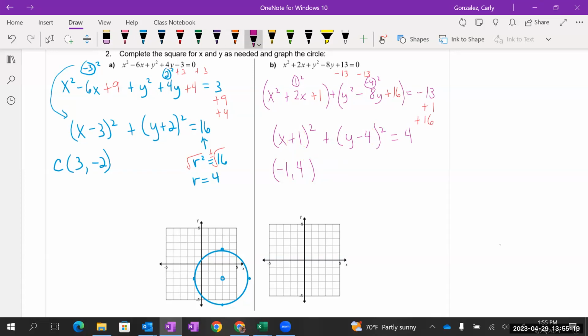Next, the radius. Well, we know that the 4 is the r squared. So now we can, again, take the square root of both sides, but it will be a positive. The square root of 4 is 2. So my center is over at (-1, 4). And now I will go all 4 directions, 2 units. So 2 up, 2 to the left, 2 down, and 2 to the right. And then just connect the dots and draw that circle.